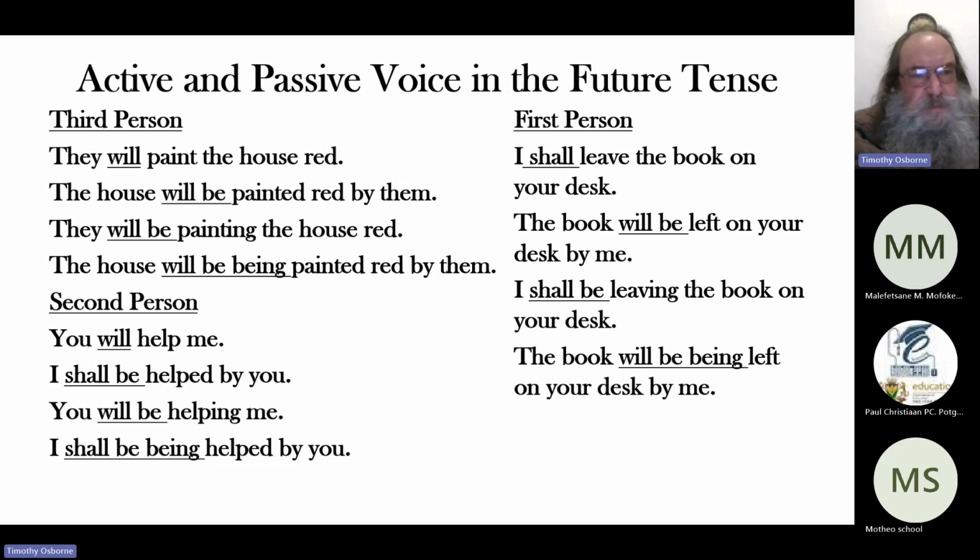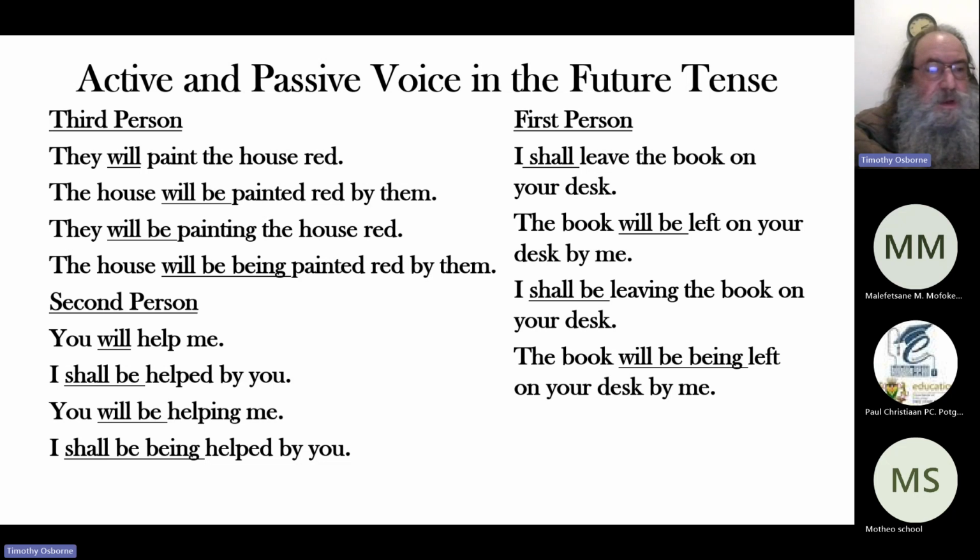Okay, once again, second person, still in the future. You will help me. Okay, perfectly straightforward, that one. Simple future tense. Right, and now in the passive voice form of this simple future tense, I shall be helped by you. Now, this is where it gets complicated going active to passive. When you're dealing with the future, you notice how the auxiliary verb has changed. You must watch out for that, of course.